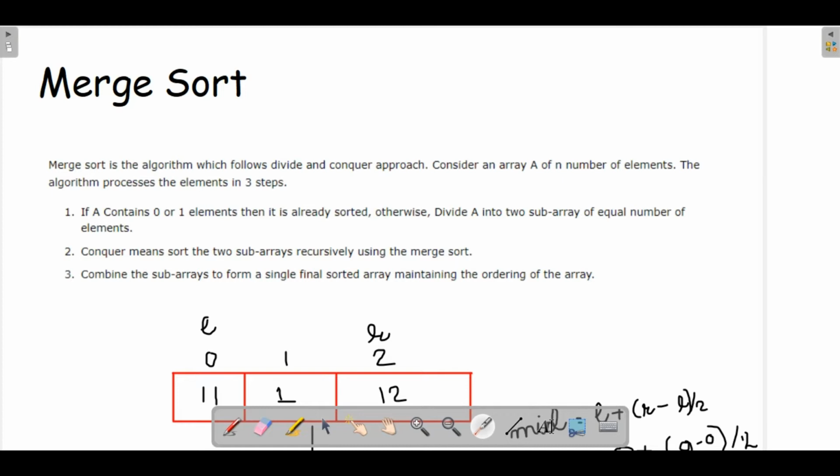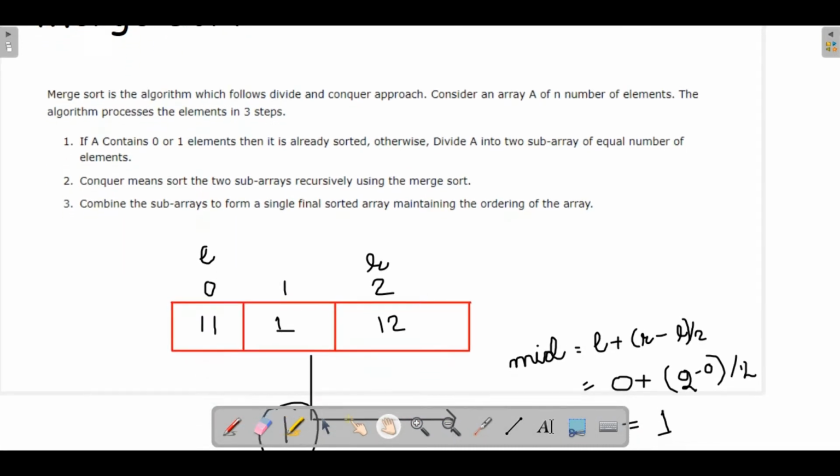Now we have to sort those two subarrays recursively, because if there are n number of elements, we have to apply this formula n number of times. But recursion helps us solve that problem also. Until we get our last value, we recursively call this merge sort algorithm, or our function when we code this, and after that we combine those subarrays to form a single and final sorted array. If you haven't understood, no worries, let's check an example.